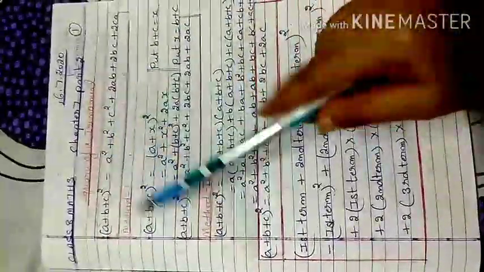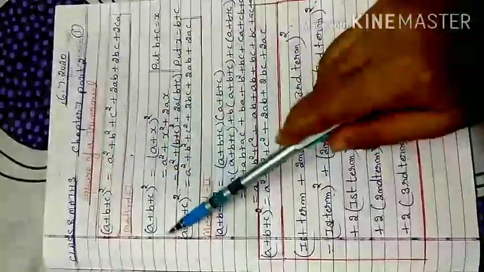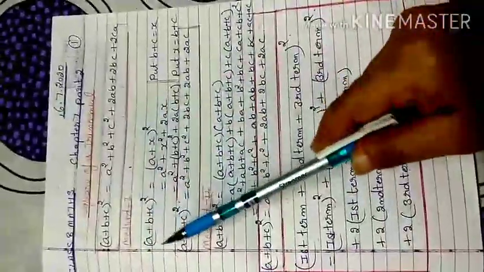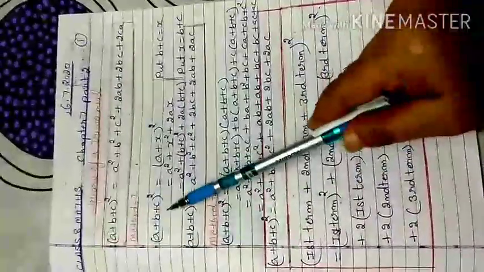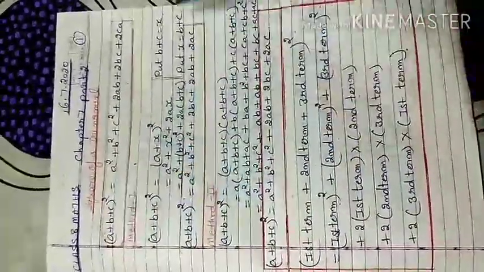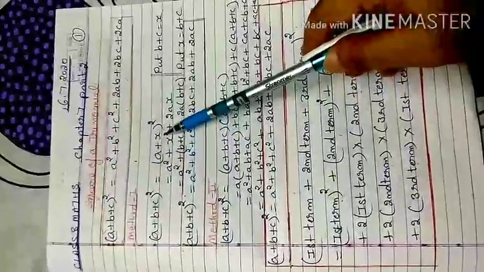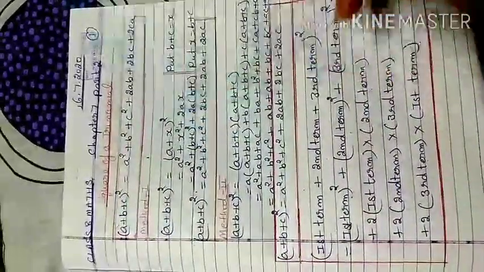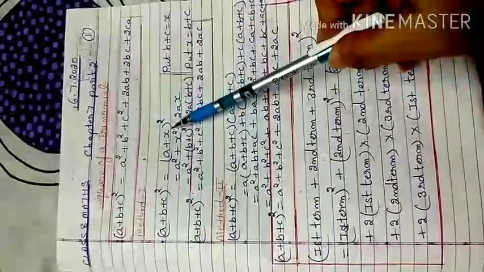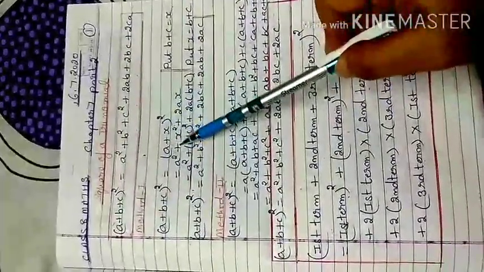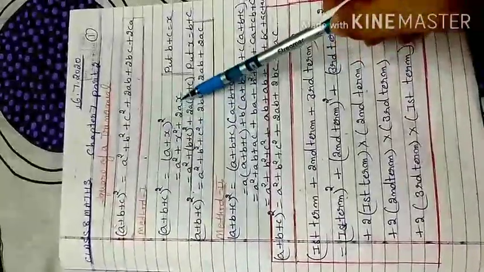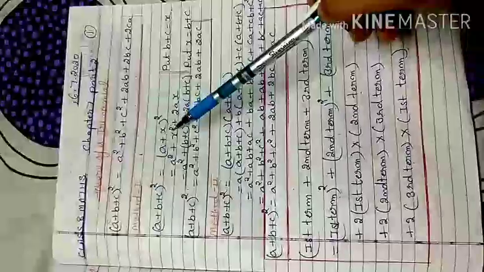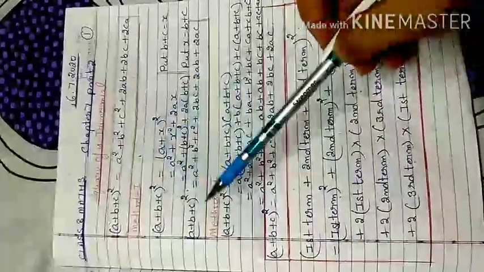Here, how will we verify this identity? Suppose I have two methods for this. The first method: if I have (a plus b plus c) whole square, first I consider b plus c as one variable, x. So I replace b plus c with x and apply the (a plus b) whole square formula. In place of b there is x, so that will be a square plus x square plus 2ax, according to my formula, (a plus b) whole square is a square plus b square plus 2ab.